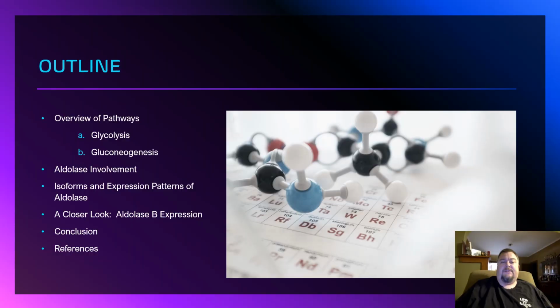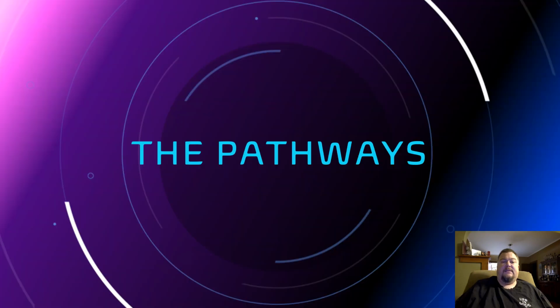For this presentation, we'll first start with an overview of both pathways for glycolysis and gluconeogenesis. We'll then take a look at aldolase involvement. We'll then take a look at isoforms and expression patterns of aldolase. We'll take a closer look at aldolase B expression. And finally, we'll have our conclusion. On the next slides, we will discuss the pathways of both glycolysis and gluconeogenesis.